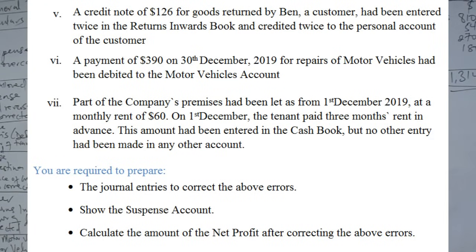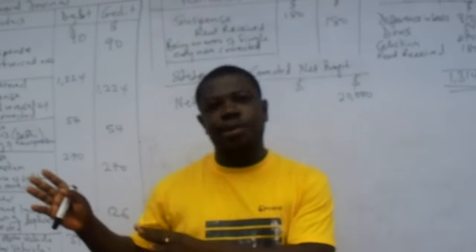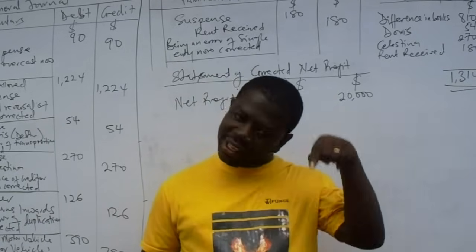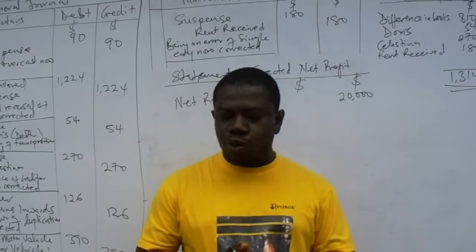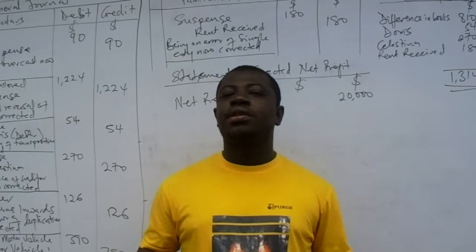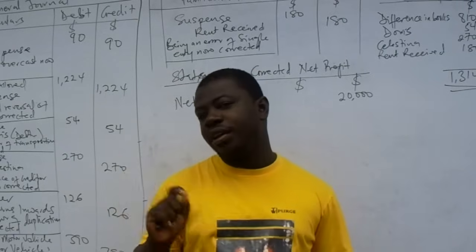A credit note of $126 for goods returned by Ben, a customer, had been entered twice in the returns inwards book and credited twice to the personal account. Now, the personal account, which is the customer's account, is a debtor's account, so it belongs to the statement of financial position. So the error there will not affect the profit. However, returns inwards is on the income statement, and so any error there will affect profit. So let us look at the side of the returns inwards, which has been debited twice, meaning that we have overstated it by the double amount.